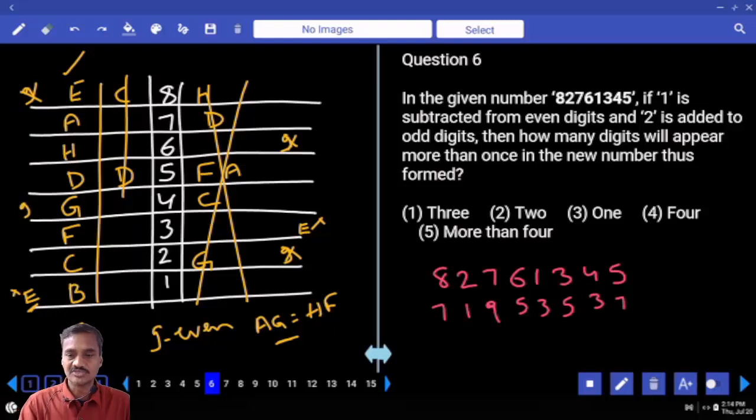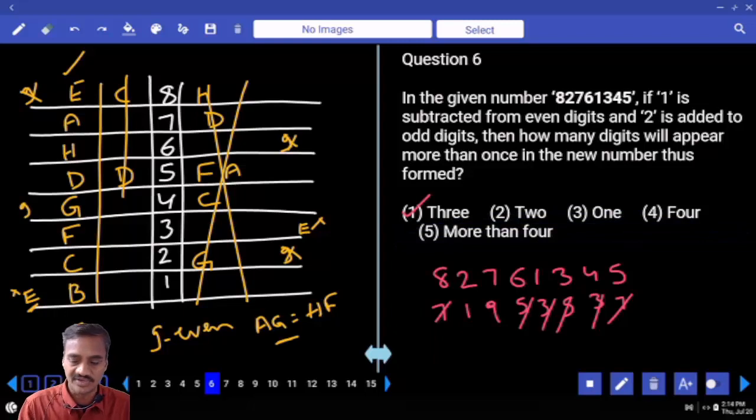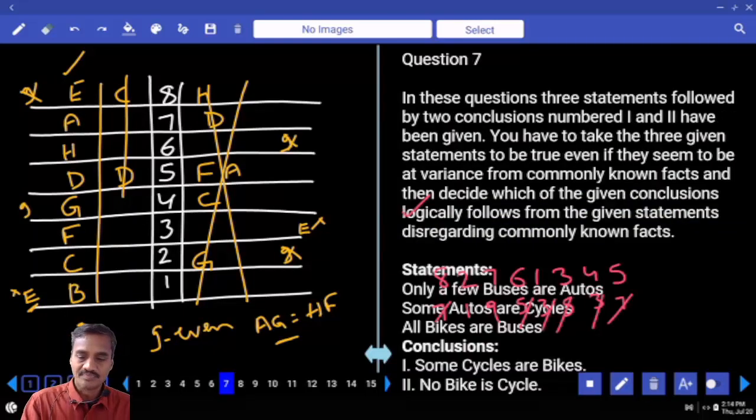Then how many digits will appear more than once? Tell me what are the digits that appear more than once. 5 appears twice, 3 appears twice, and 7 appears twice. There are 3 digits, 5, 3 and 7, that appear twice. That is choice 1, question number 6. Then the 7th one.